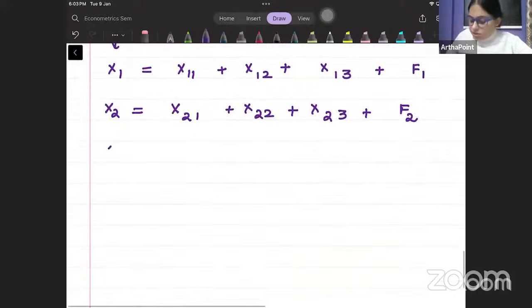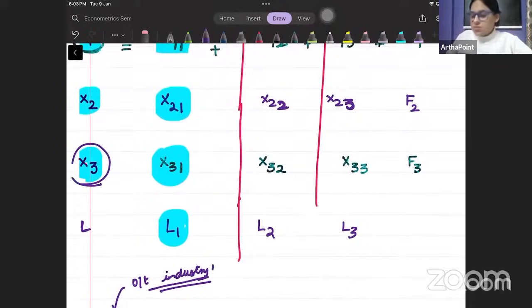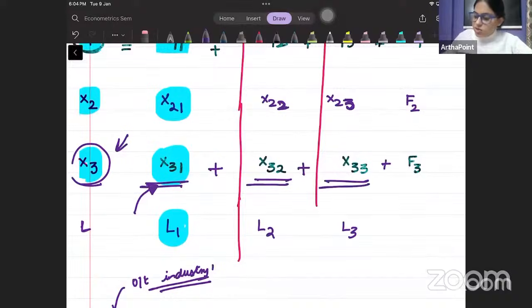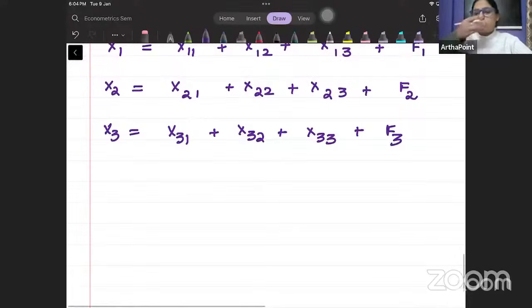Similarly, if I write for industry 3, कि total industry 3 ने जो produce किया है, where all it is being used. So it is used by industry 1. जो भी 3 ने output produce किया, it is used by industry 1. It is used by industry 2. It is used by industry 3 and it is used by final consumer. So I will get X31 plus X32 plus X33 plus F3. Clear हुई है बात? अब हमें इसमें से एक बहुत बहुत इंपॉर्टेंट चीज निकालनी है.